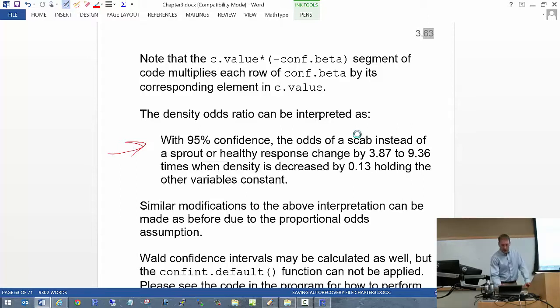Again, you could change this from just scab to scab and sprout. And then this could be changed to just healthy. You get exactly the same value. Or you could probably do a little bit better interpretation and say, the odds of being below a particular quality level of the kernel versus above it, change by, and then continue with the interpretation.